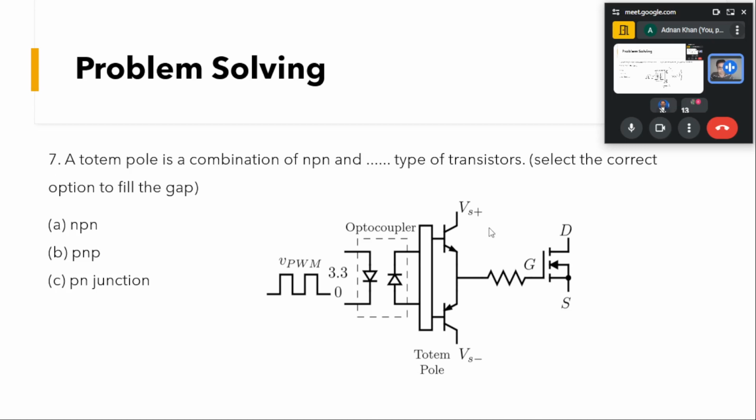And during the turn off time, this PNP will be turned on, and the path for the turn off will be this way to turn off this device. So a totem pole is a combination of an NPN and a PNP type of transistors. So part B is correct.